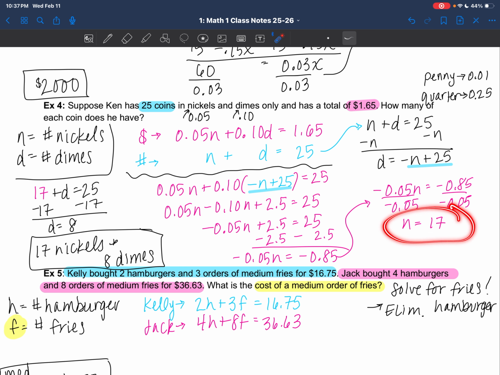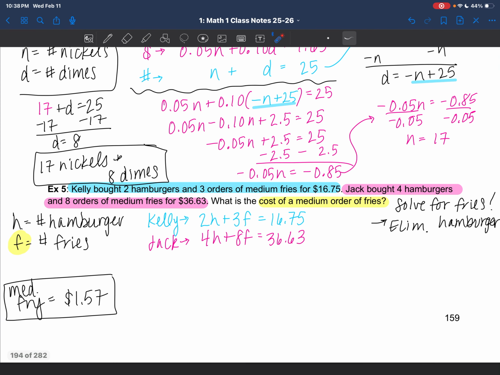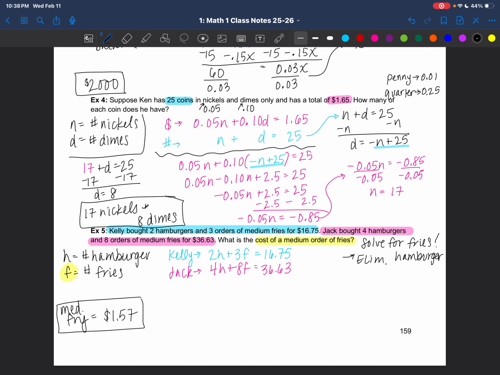Now that I know I have 17 nickels, I can substitute it into either equation. This equation's probably easier. So I'm going to substitute 17 into this equation, which is what I did right here, and then subtract 17. I'm going to get D equals 8, so that means 8 dimes. So we've got 17 nickels and 8 dimes is your final answer. So again, remember that inferred information, and you want an equation dealing with the value of it and the number of coins. All right, now this one I started for you. You're going to finish.